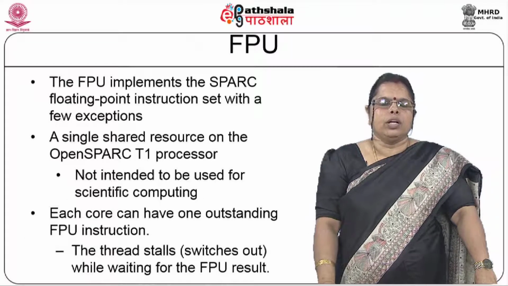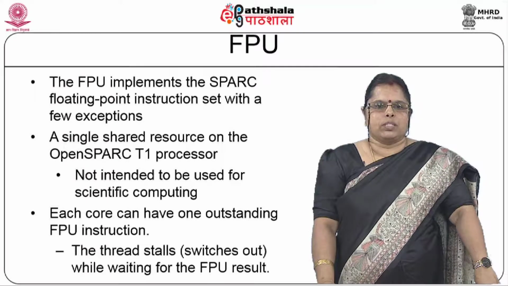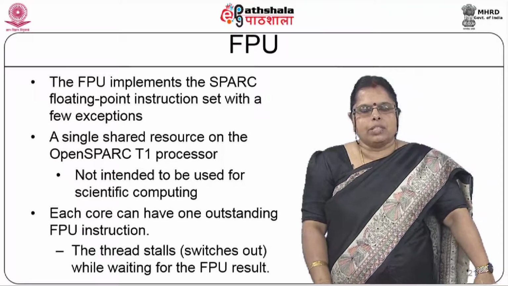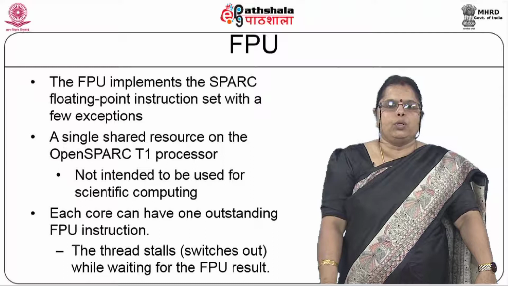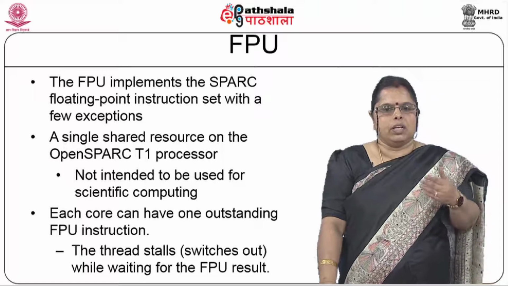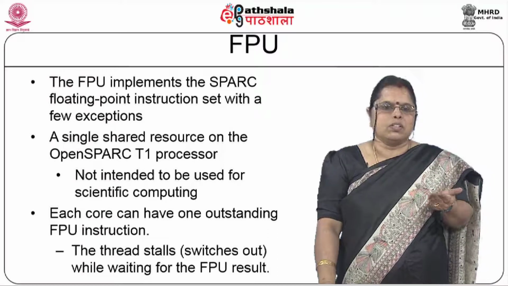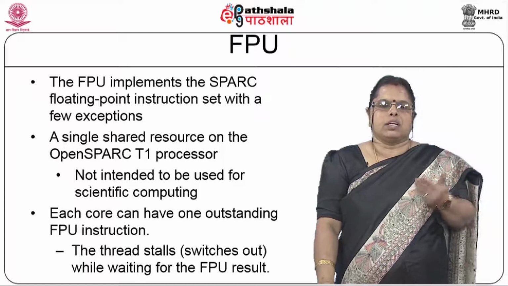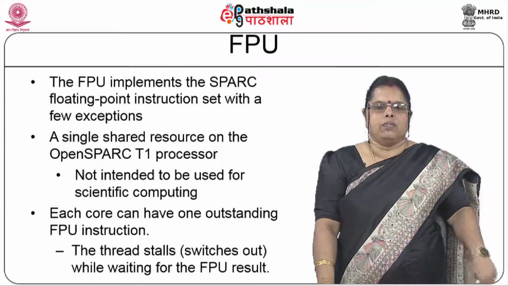The floating point unit implements a SPARC floating point instruction set with a few exceptions. It is a single shared resource on the OpenSPARC T1 processor. Because initially when the OpenSPARC T1 processor or the Niagara processor was invented, it was not intended to be used for scientific computing where you are going to come across many floating point operations. It was basically intended to be used as a server to handle commercial services, commercial servers. So where you do not come across too many floating point operations, it is more of transactions that are going to happen. So we had only one floating point unit which was shared among the various cores.